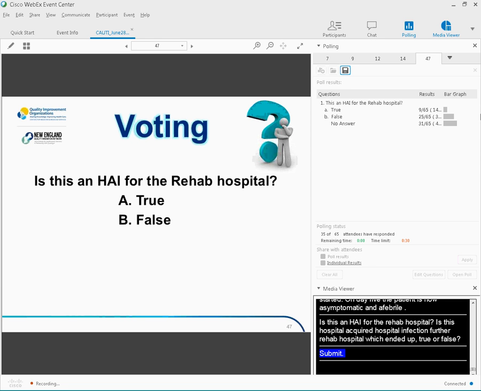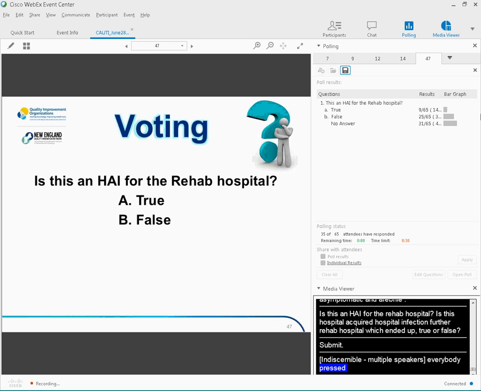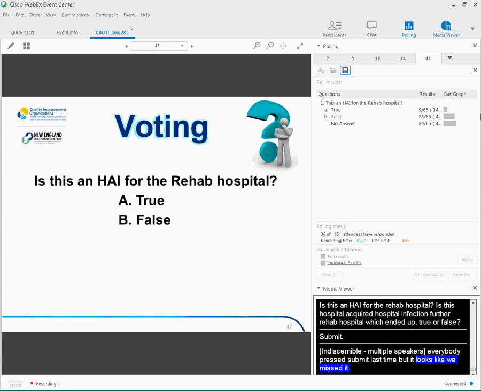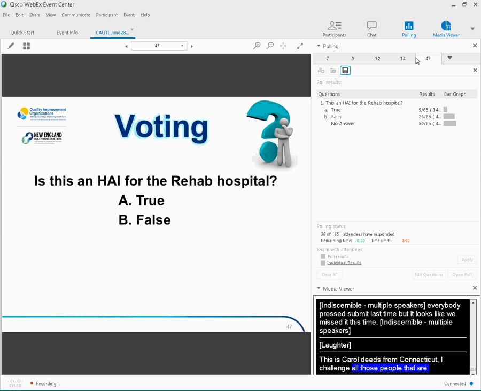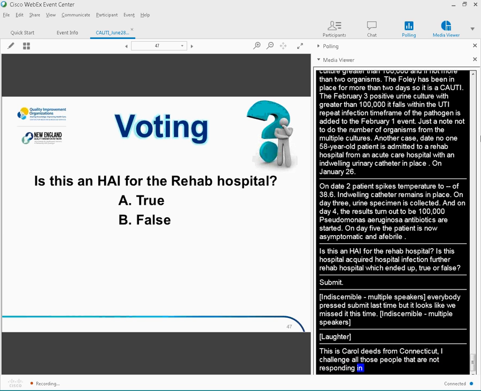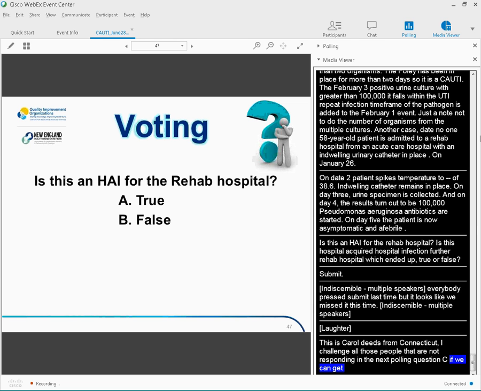Just about 10 more seconds. Everybody pressed submit last time, but looks like we missed it this time. Hi, everyone. This is Carol Dietz from Connecticut. I challenge all those people that are not responding at our next polling question. Let's see if we can get down below 50% of those that have not responded. That would be outstanding. Thanks.